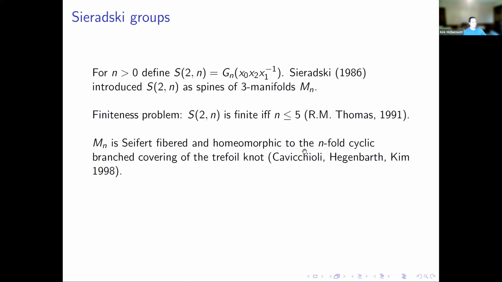And around the same time, people were thinking about the m-fold cyclic coverings of those Fibonacci groups. People wanted to know what was going on here, and it turns out these manifolds are homeomorphic to the n-fold cyclic branched coverings of the trefoil knot. And interestingly here, all we're doing is going from x0, x1, x2 inverse to x0, x2, x1 inverse. And mysteriously, we get manifolds in every case, and these are all cyclic.